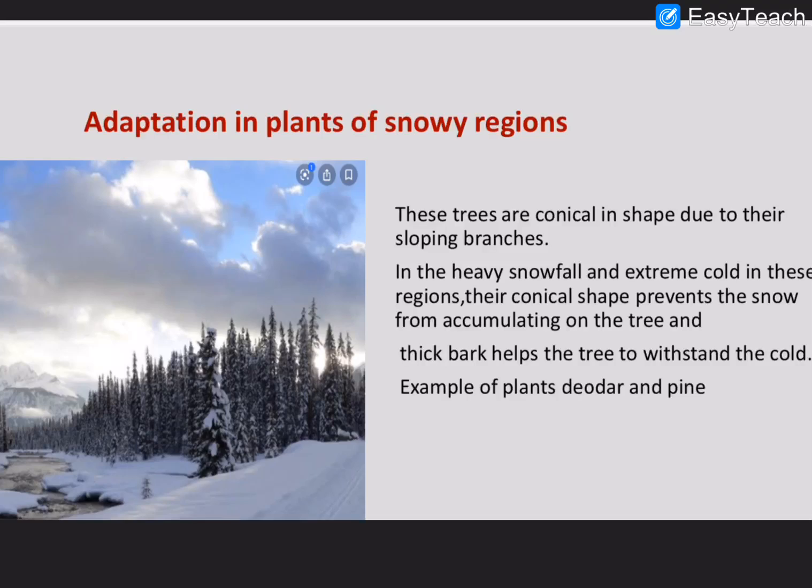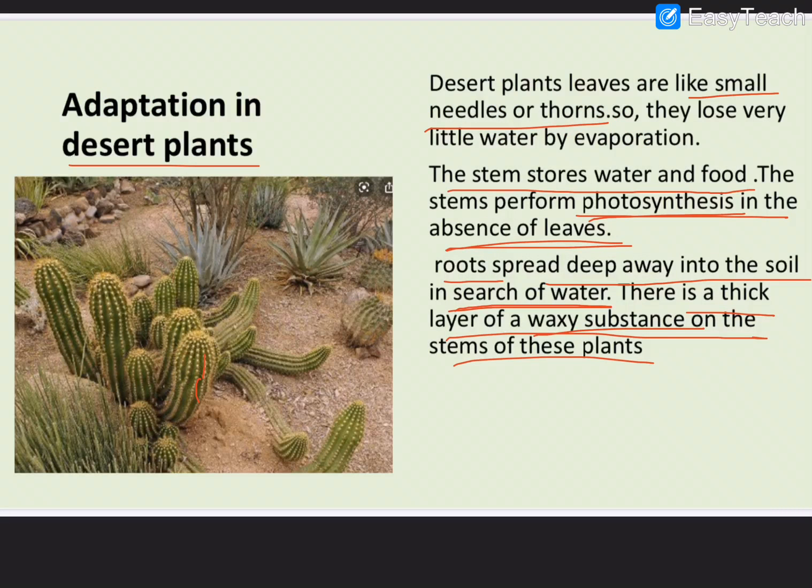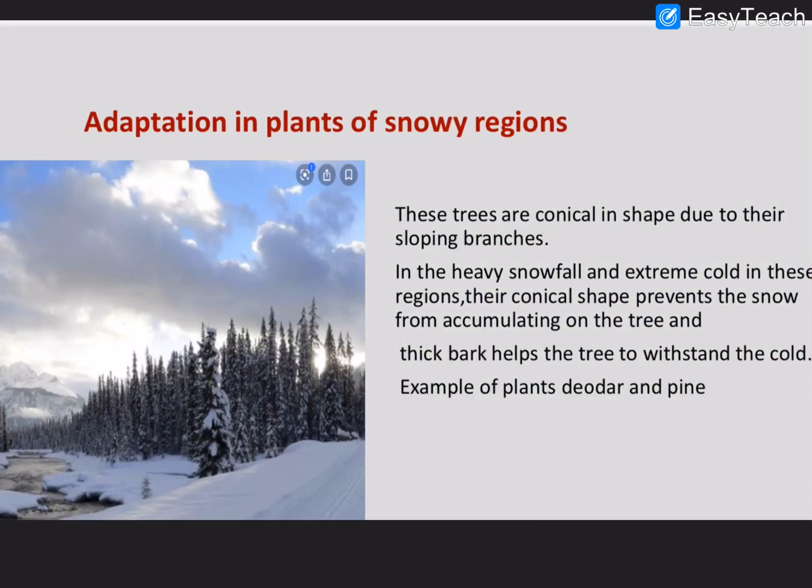Next we are going with adaptation. So we have seen adaptation of snowy region, we have seen the adaptation of desert plant and aquatic plant. Next we are going with the third, that is snowy region. You can see in the snowy region, long, tall, slender type of trees can be seen, and you can also see the special shape of these plants. You can see the conical shape, like a triangle, that these plants have. These trees are conical in shape. Conical means like a triangle.